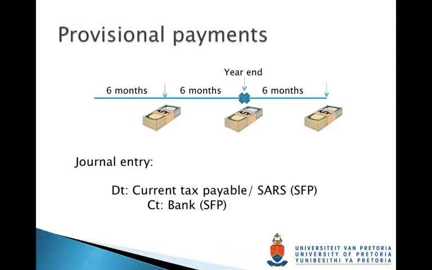And just a timeline for you, we say the first 6 months money goes out, the next 6 months also money goes out at year end, and after year end 6 months we also pay money. And the journal entry will be you pay your current tax, you pay SARS, you debit current tax, and you credit your bank because there's an outflow of resources.